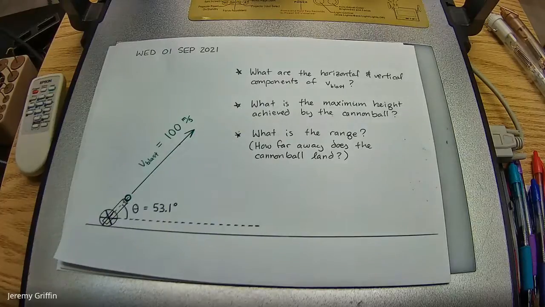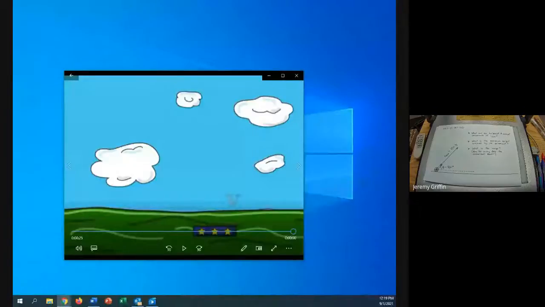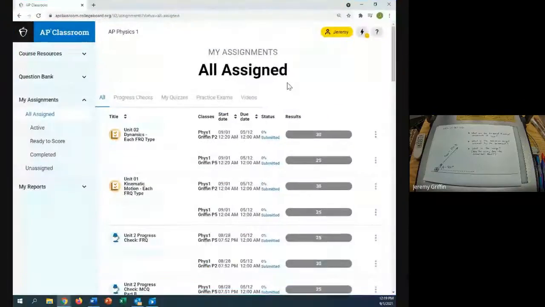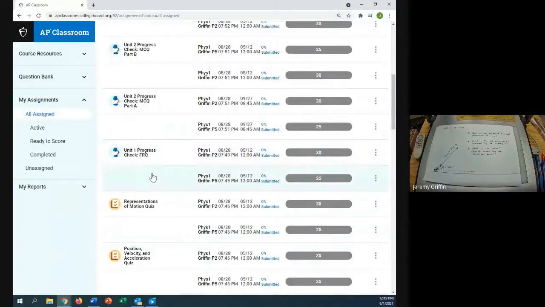So I'm gonna flip my screen, present screen to share. Okay, and then we start with the AP Classroom. Things I want to say about this: you know that there's a progress check up. It's a Unit 1 progress check, multiple choice, that I want to cover next week. So have that ready by then.